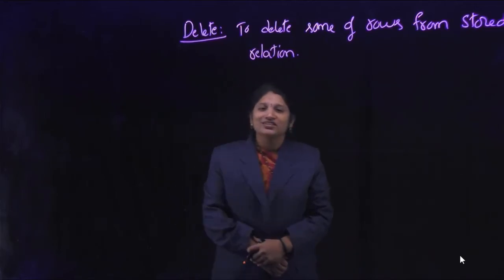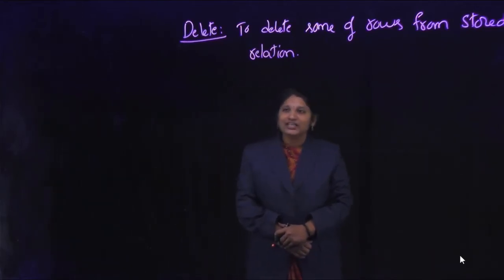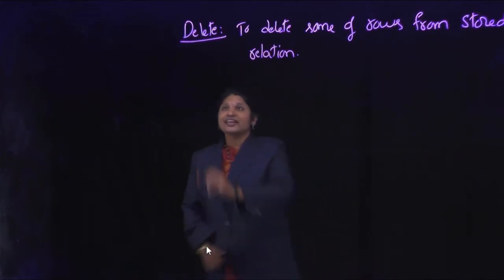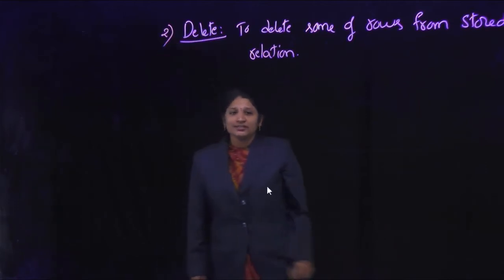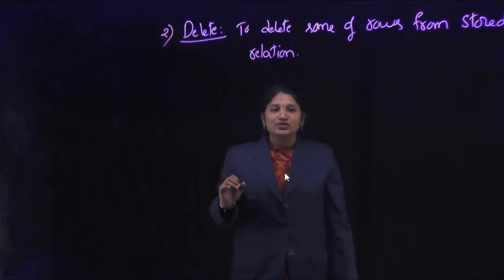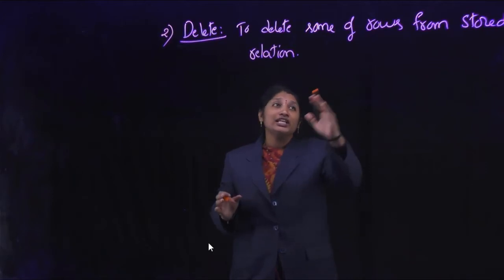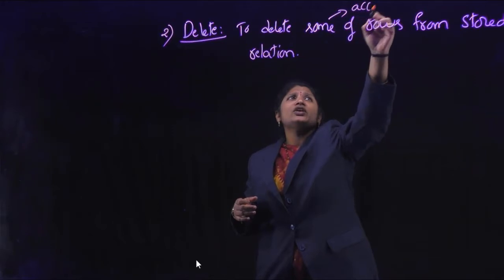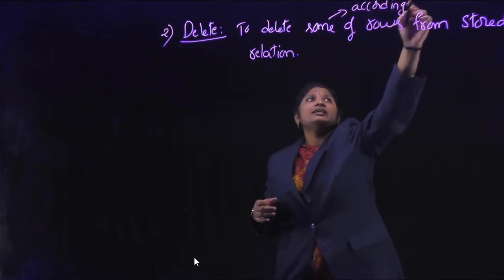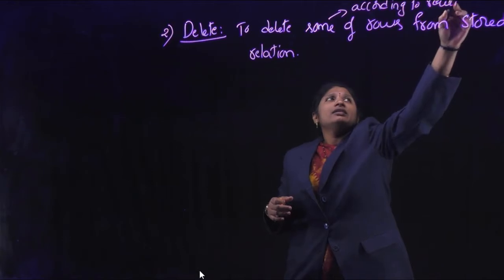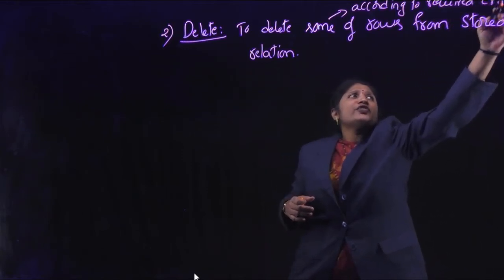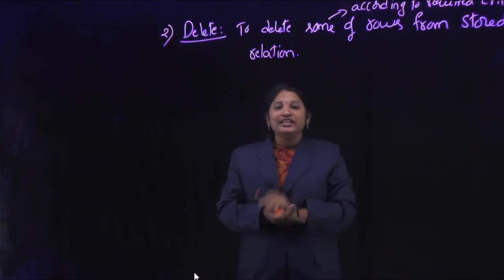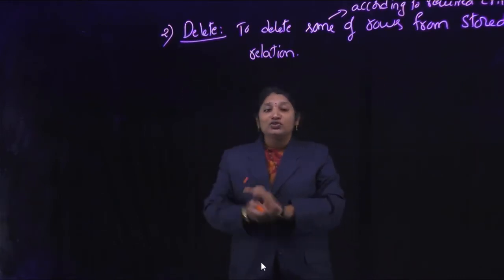Hello dear students, in this video we are going to learn about another type of DML commands that are delete, update and select. The second DML command is delete. As you already know, the purpose of the delete command is to delete some of the rows specified according to our required criteria, as specified by the user. That number of rows can be deleted from the stored relation by using this delete command.